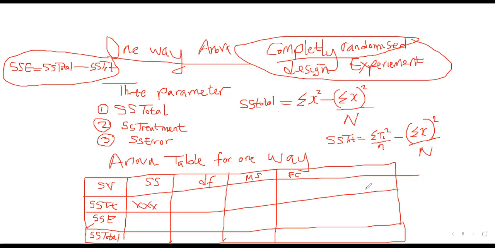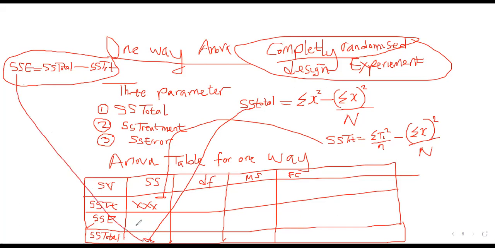For the treatment, the sum of square treatment will come through, as we find using that formula. The one for the total is the one that would come here, and the one for the error should come here for the error.